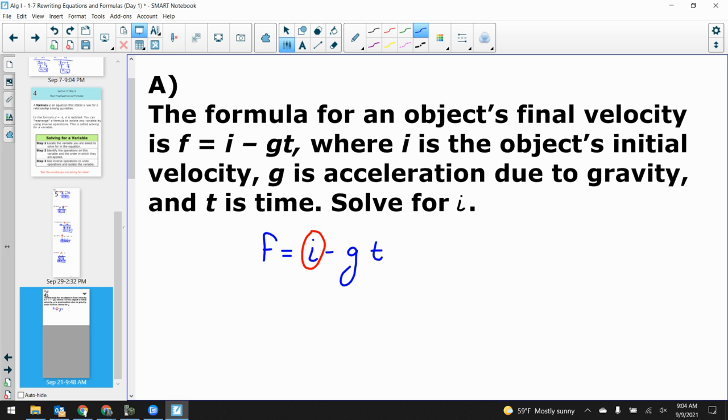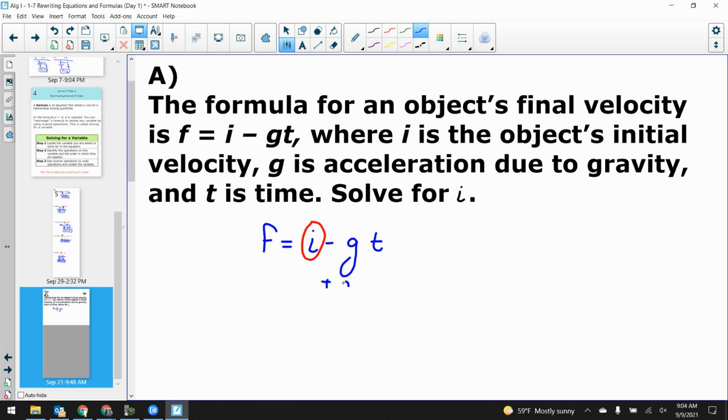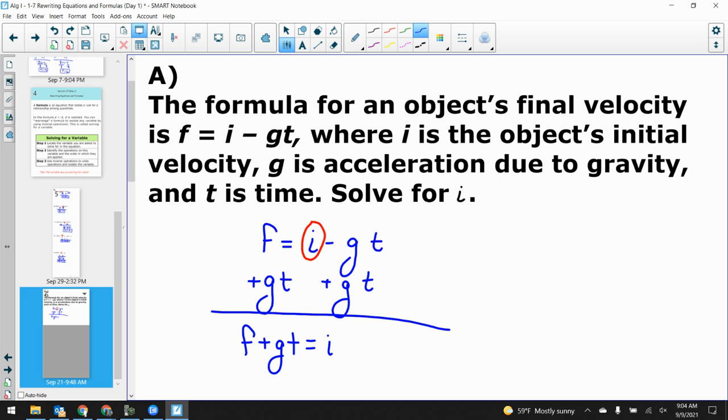How do I solve this equation for I? Anyone? You subtract I. Oh, don't want to move the one I'm trying to solve for. Oh wait, you add gt. Exactly. Thank you. Exactly. Add gt. So that's going to give me F plus gt is equal to I. There's my equation.